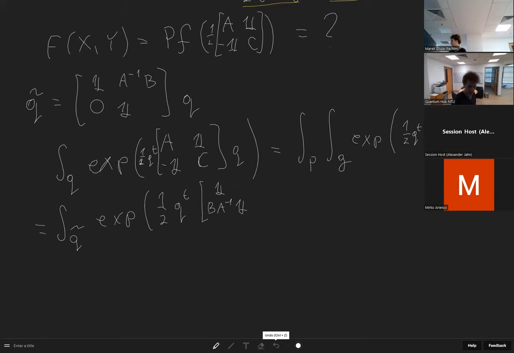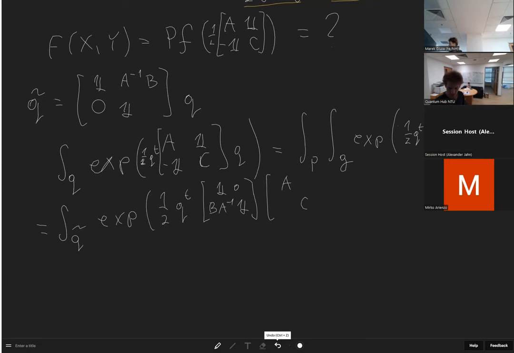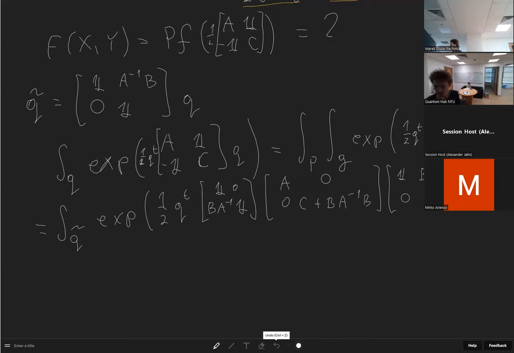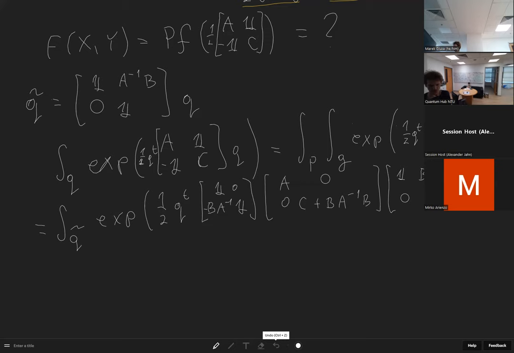And we learned that B is on the left. Then I will have just A. Then I will have the matrix C, C minus B, A minus 1, B. But now I think I have a plus because one of the B's is plus minus 1. And if I want the B here, it will be antisymmetric. So I'm guessing I will have to have a minus B there. And I have the Q.